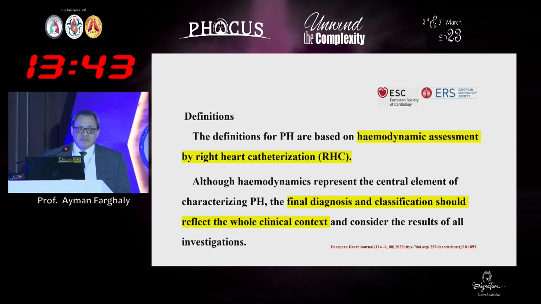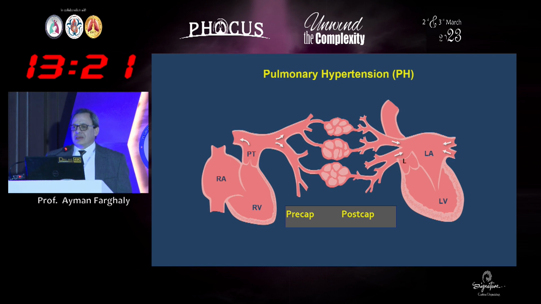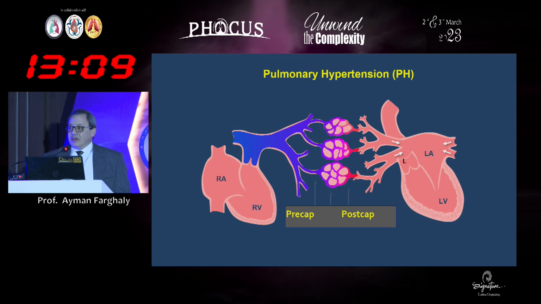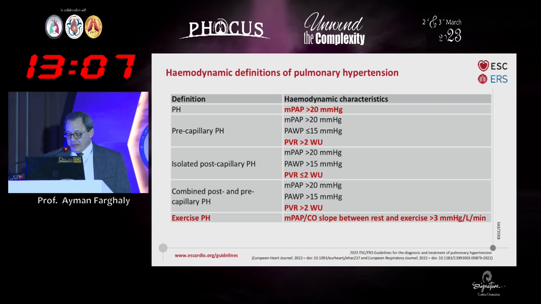And now the definition of pulmonary hypertension, which I need to stress upon, is a hemodynamic assessment by right heart catheterization. When we go for assessment of the patient and the categorization, diagnosis and classification should reflect the whole clinical situation. But the definition is hemodynamic, and this means that we need to go through the right heart cath. And the right heart cath is mandatory in order to classify our patient. We need to know where is the problem, where is the obstruction, whether it is in the arterial, the capillary, the venular, or it is on the left side. So this is the updated definition.